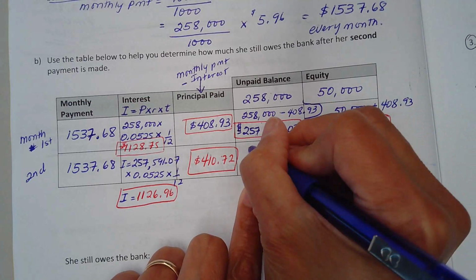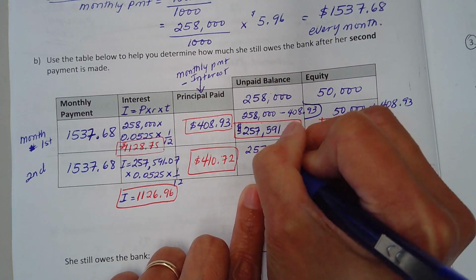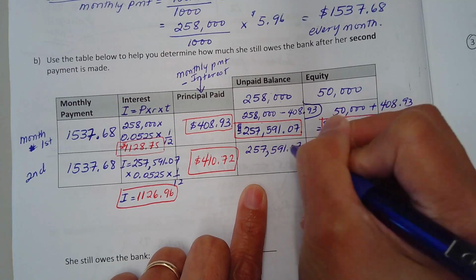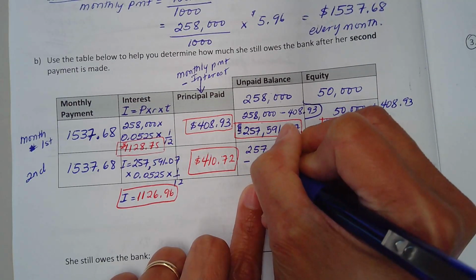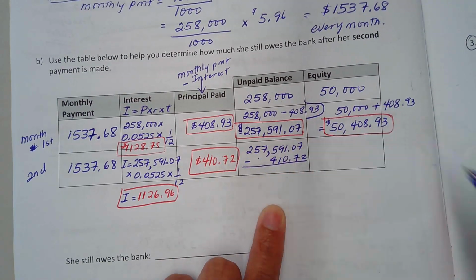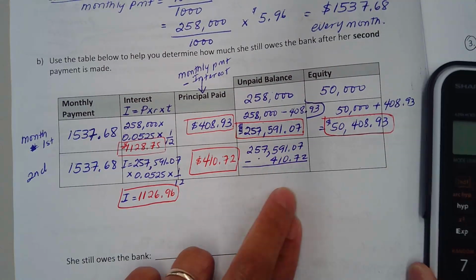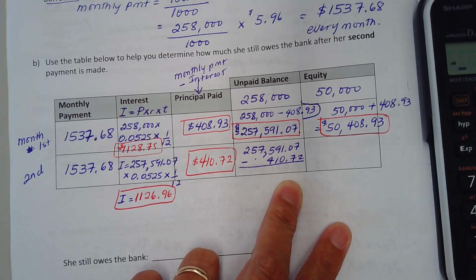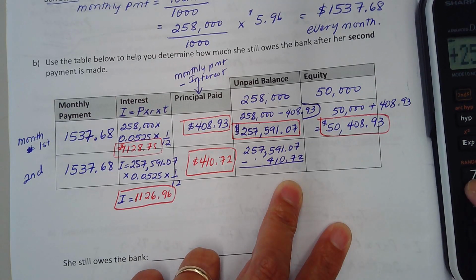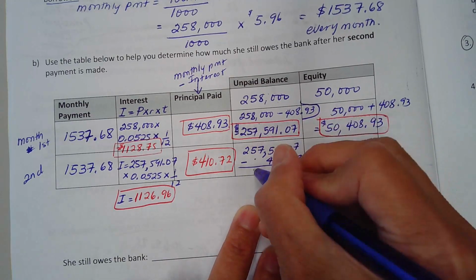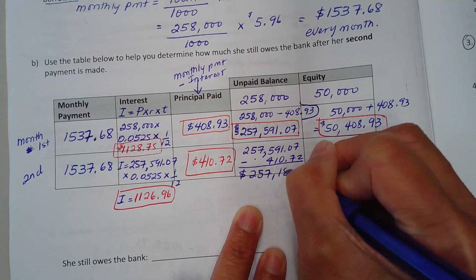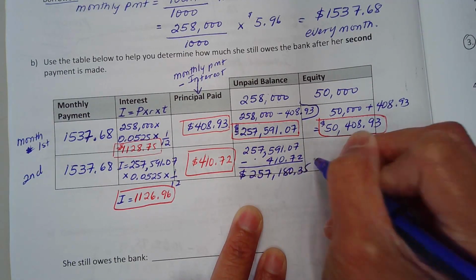It's going to be $257,591.07 minus the principal, $410.72. So it's going to be $257,180.35.